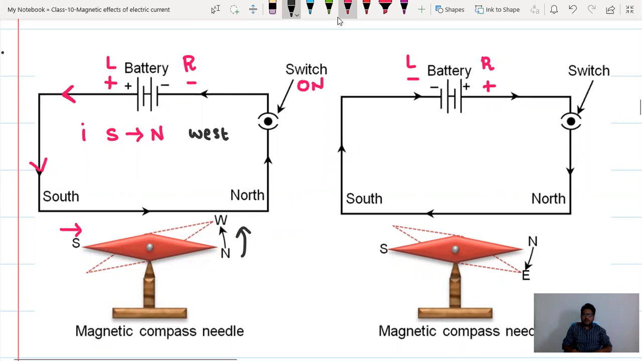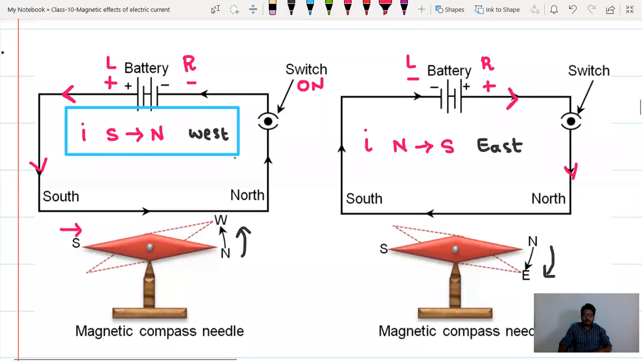Next, in the second case, electricity is now passing in this direction, isn't it? From the positive terminal, it is flowing from north to south. If current I is flowing from north to south, there will be deflection towards the east. You can see the deflection towards the east here. This point is important. Please remember it and note it down in your running notes or classwork.